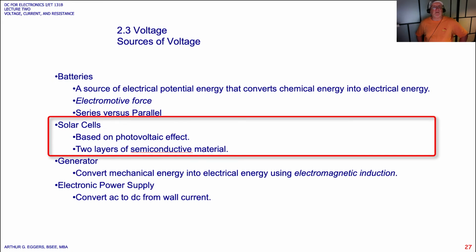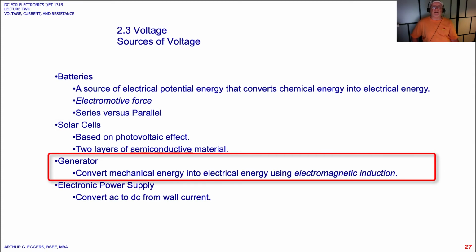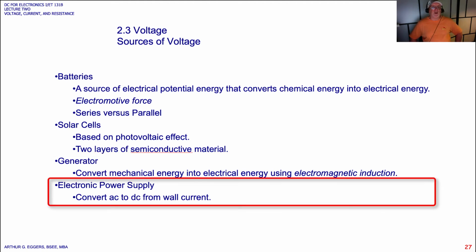Solar cells then are based on something called a photovoltaic effect. 2 layers of semiconductor material then are formed in a photocell, and the reaction that occurs when the light hits it is that photovoltaic effect on a semiconductor. A generator converts mechanical energy into electrical energy using electromagnetic induction. Again, we will explore that further in the future. And then an electronic power supply converts AC to DC from the wall current. These are your typical wall warts, same thing that you use to charge your phone.